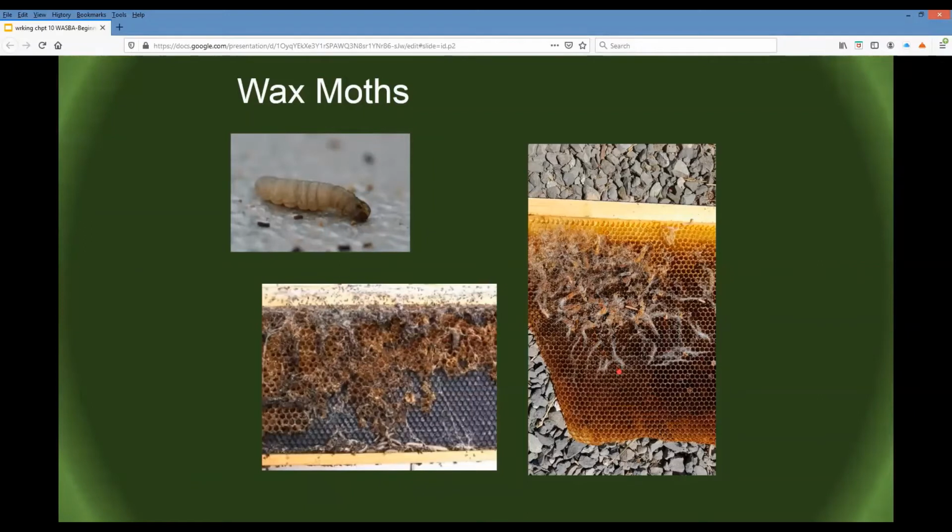So if you store your frames in a heated place, you will probably have wax moths. If you let them freeze, you will not have them. So I just store whatever I'm not currently using in a hive in an outdoor shed in the wintertime, and that seems to take care of the problem for me.